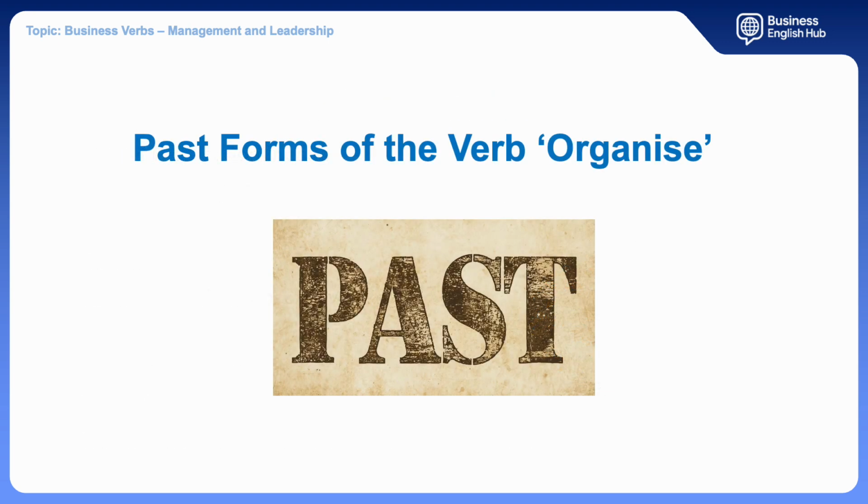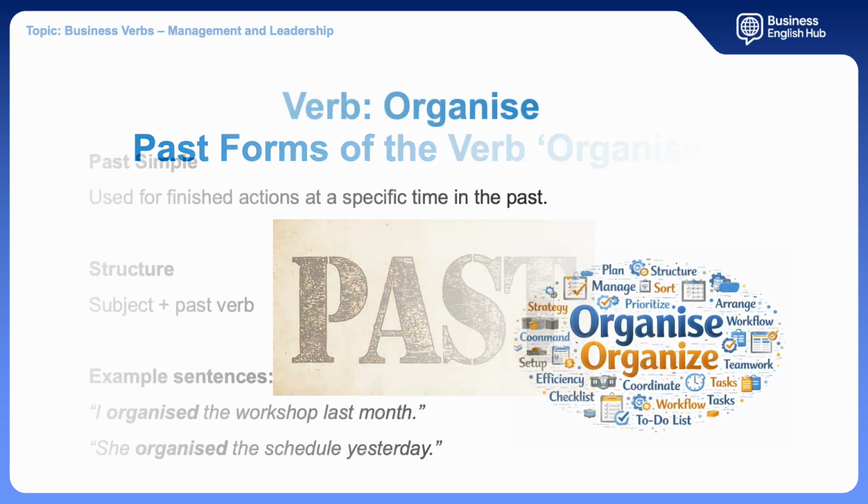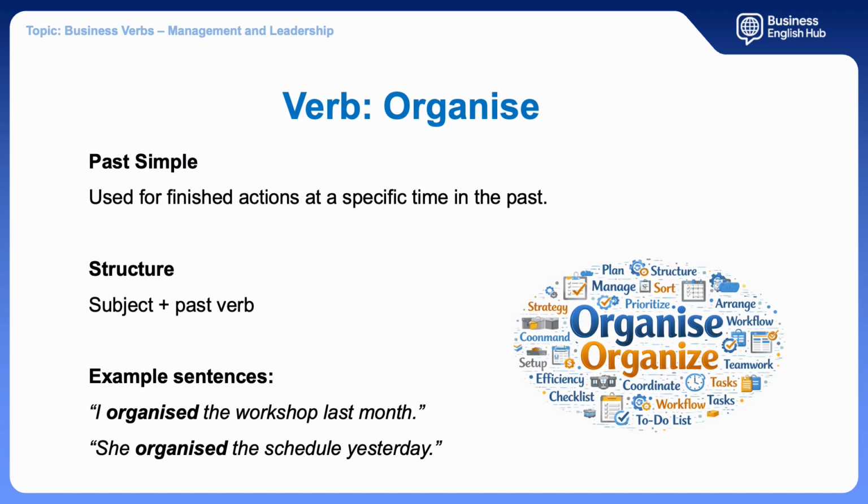Next, we will look at the past forms of the verb organise. The past simple is used for finished actions at a specific time in the past. The structure for the past simple of the verb organise is subject plus the past verb, which is organised. Example sentences include: I organised the workshop last month. She organised the schedule yesterday.